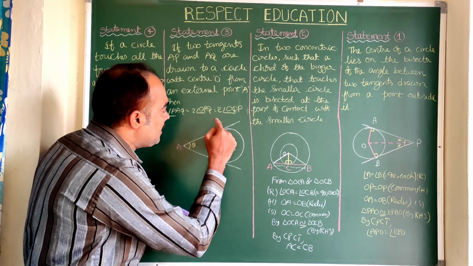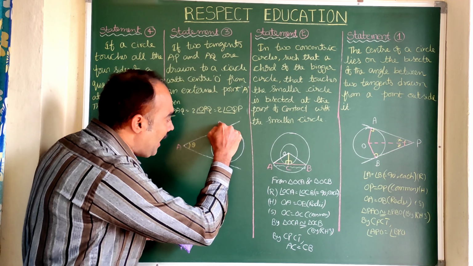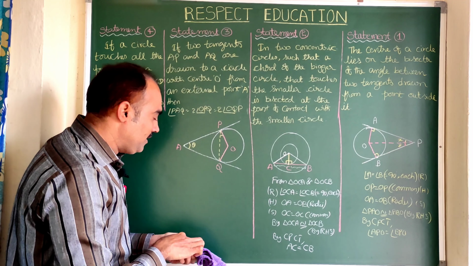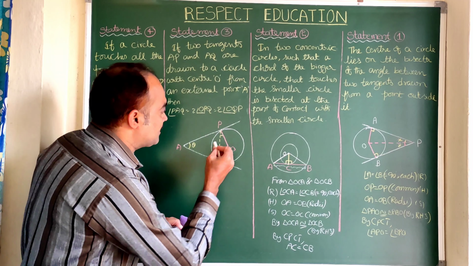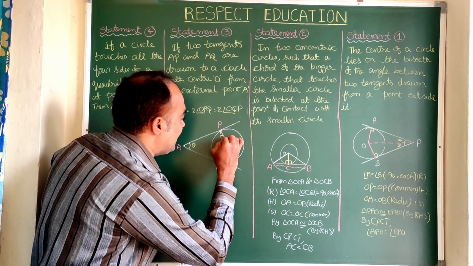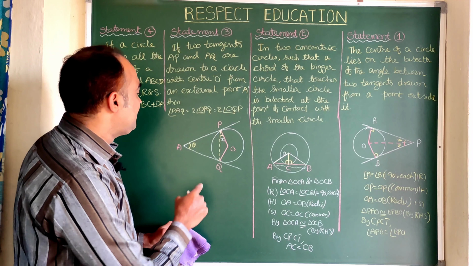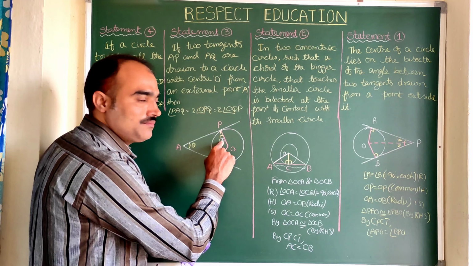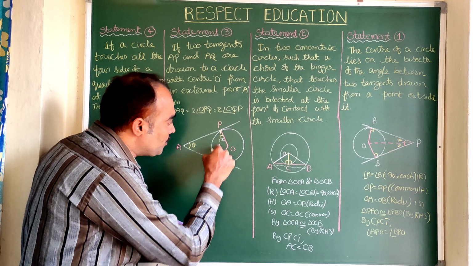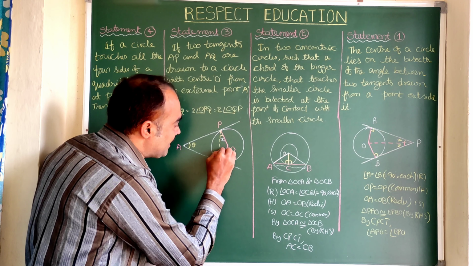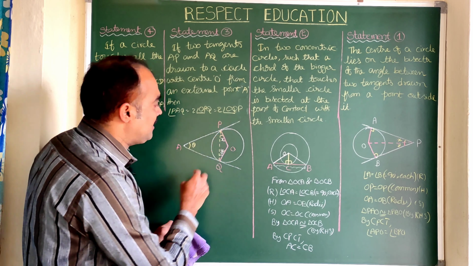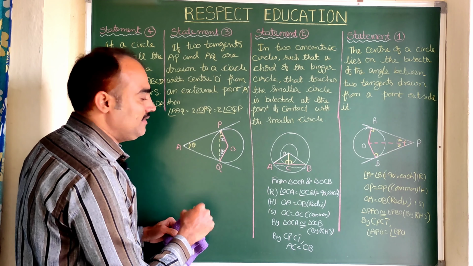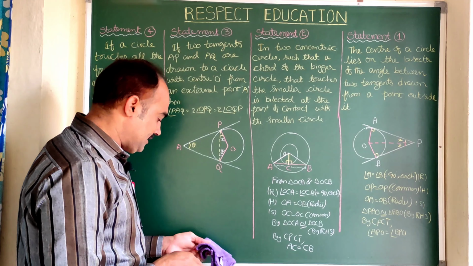Here you see angle OPQ, this angle, I am taking it as x. So we need to prove that angle PAQ, theta, is equal to 2x. And also angle OQP, this angle, we can take it as y. So theta is equal to 2 times OQP, that is 2y. That is what we need to prove. Let us see how to prove this.